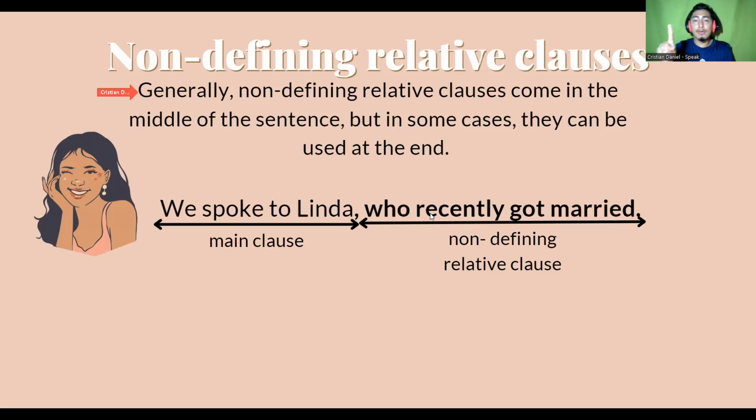We spoke to Linda, who recently got married. Not essential information, it's only extra information. So remember, defining relative clauses give important information. Non-defining relative clauses don't give important information, or the information that they give is not essential, it's just extra information, okay? So remember these two structures, and let's continue practicing.